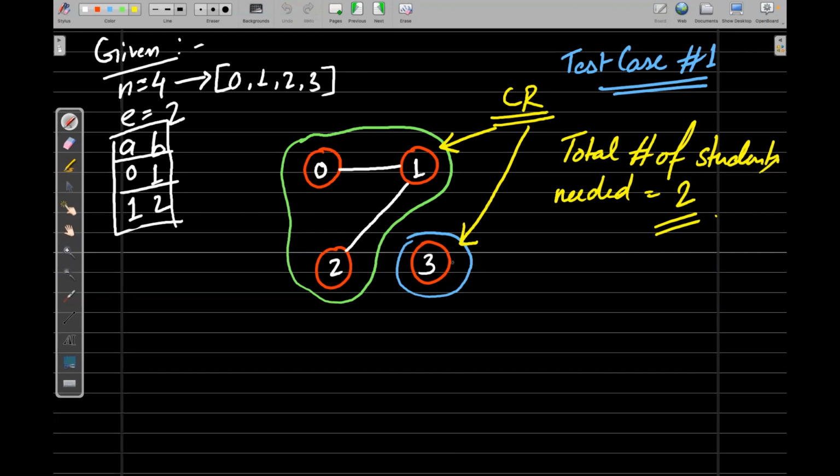Okay, so for 3, it does not need to reach anywhere. It is reachable from itself. So that's not a problem. But in this group, 0, 1 and 2 are connected with each other. If I'm at 0, I can reach 0, I can reach 1, and I can reach 2 also. How? By going through 1, because 2 is 1's friend. That's how we are passing the information. Similarly, from 2 we can reach 1 and we can reach 0 also.